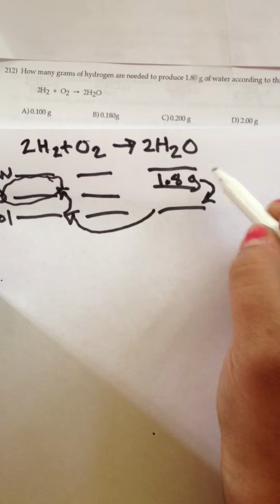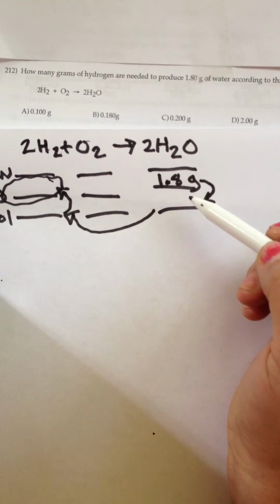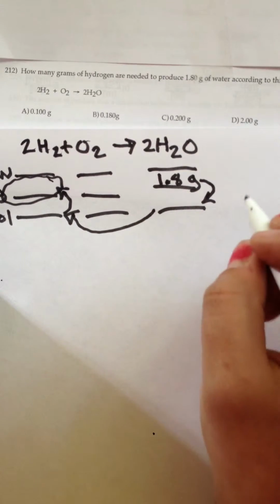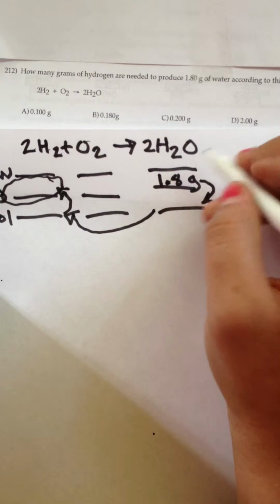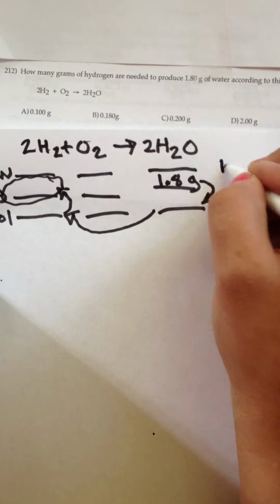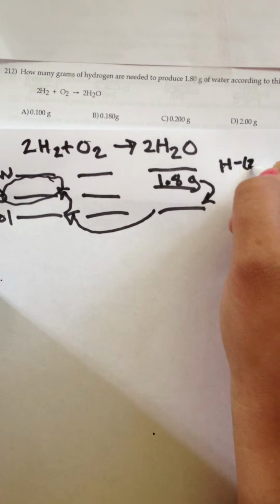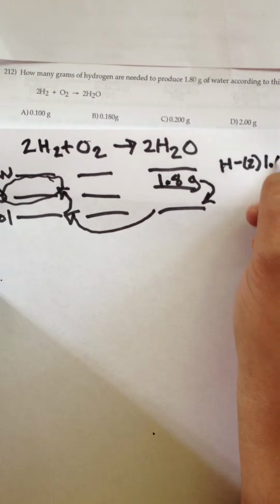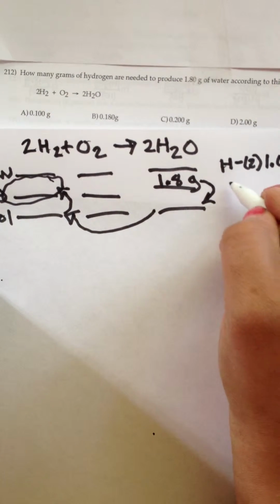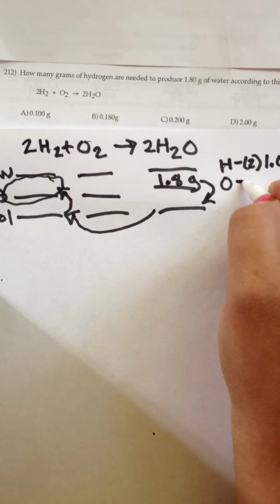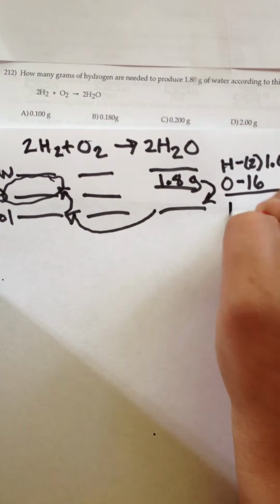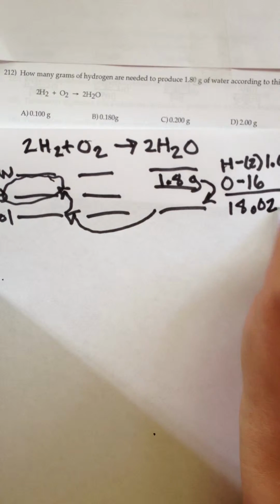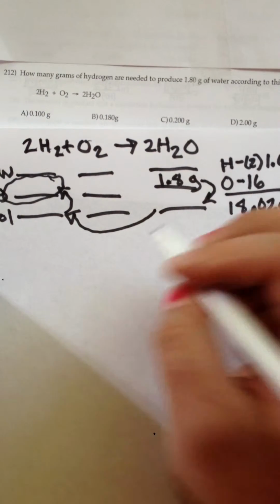So first, we need to convert from grams to moles of H2O. So we need to get the molecular weight of H2O. And let's see, there are 2 hydrogen, which each weigh 1.01. And then we have 1 oxygen, which weighs 16. When we add that up, we get 18.02 grams. This is the weight of H2O.